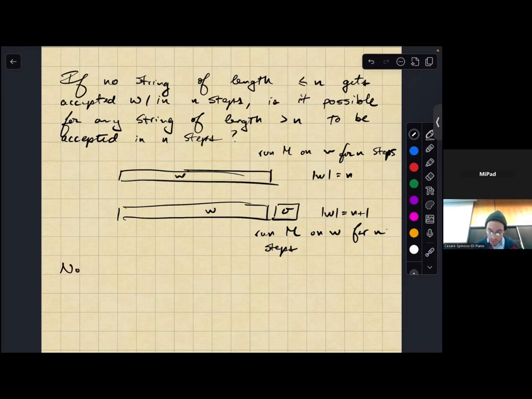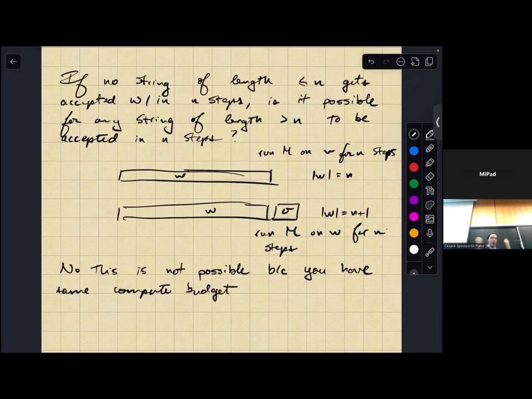Was that the question? If no string, is it possible? No, this is not possible. And the intuition is because you have the same compute budget, but with a longer string. You know that all of the previous shorter strings with the same compute budget didn't get accepted. So if I just give you more string, this is not going to help you within the same budget. Is this intuition clear?